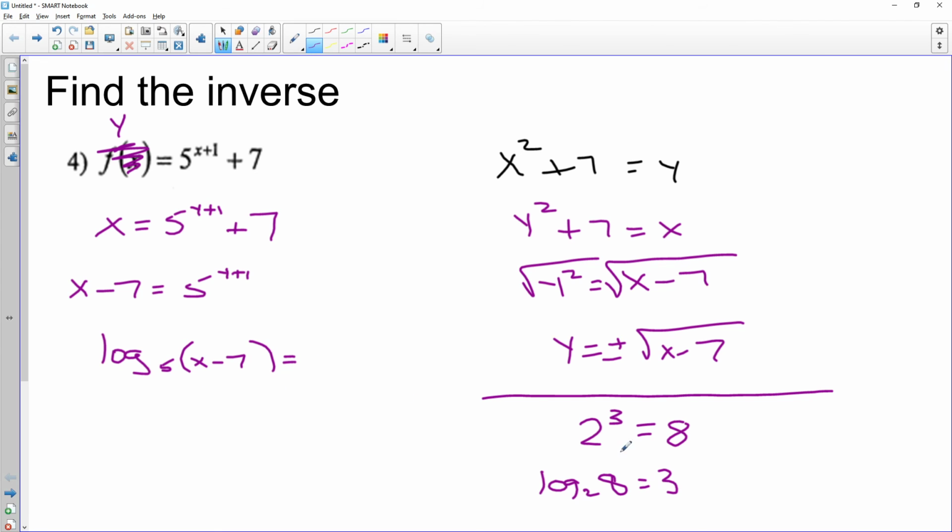And then the answer to this is the exponent, right? So the 3 was the exponent, and that became the answer. Well, ours is y plus 1, okay? So I'm going to say y plus 1.